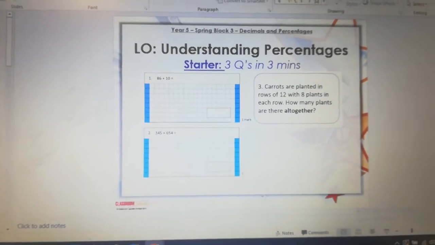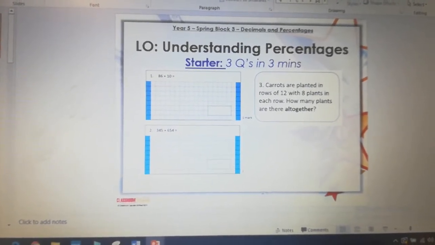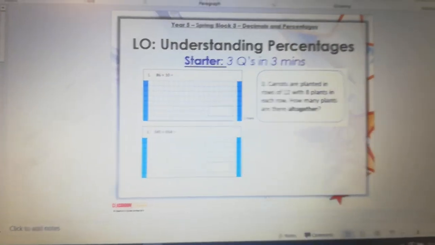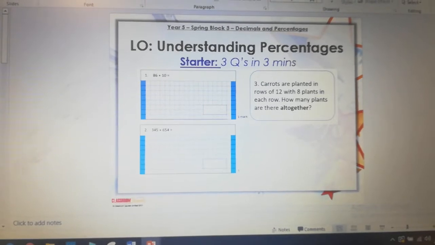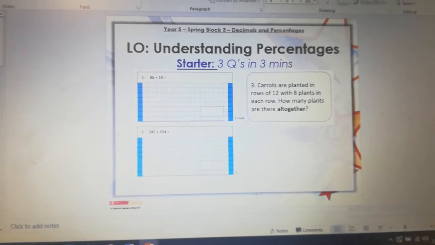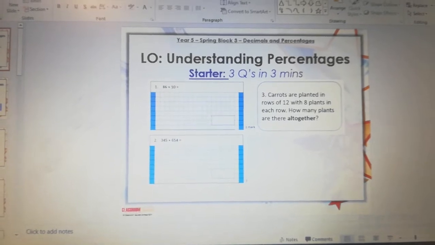Today's lesson is understanding percentages, and there's a starter that's up. It's just 3 questions in 3 minutes. If you want to spend more than 3 minutes on it, then that's fine. Just remember that a maths lesson, as normal in school, would be an hour. So that's what we're expecting from you. After we've done that, let's work our way through the PowerPoint.